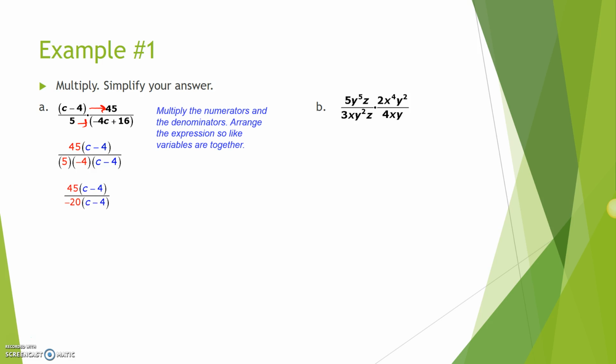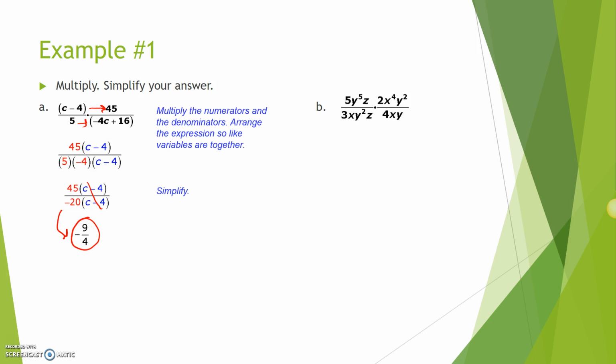Then we multiply 5 times negative 4 to get negative 20. So what we have is 45 times c minus 4 over negative 20 times c minus 4. We can cancel out those common factors, and so what we're left with is 45 over negative 20, which simplifies down to negative 9 over 4. And this is my final answer.